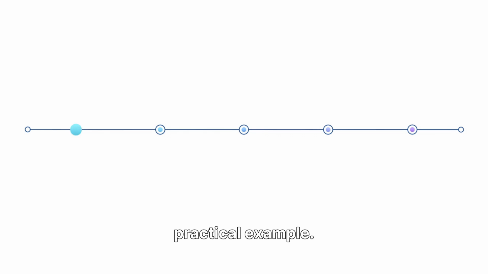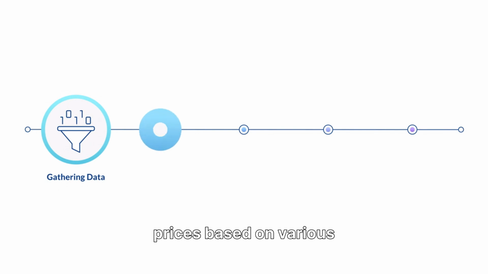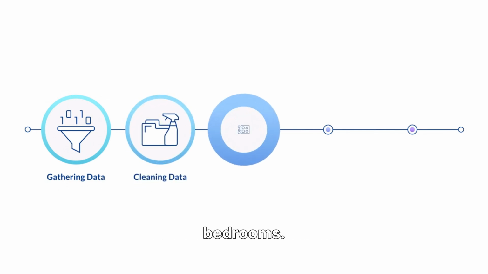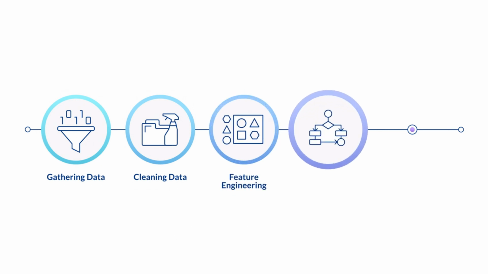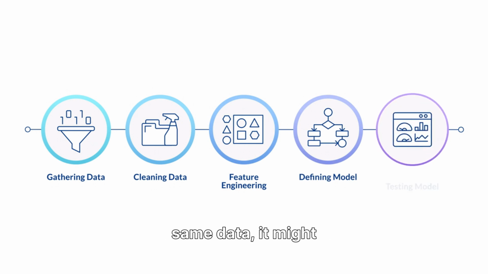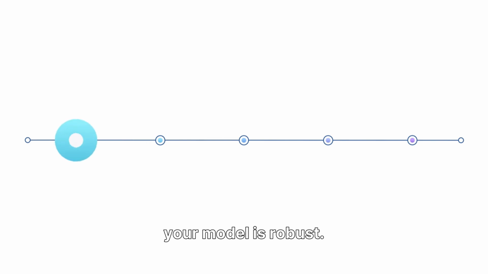Let's look at a practical example. Imagine you're building a model to predict housing prices based on various features such as size, location, and number of bedrooms. You have a dataset with 1,000 houses. If you just train your model on the entire dataset and then test it on the same data, it might perform well. But that's misleading because it could just be memorizing the data it saw instead of learning patterns. By applying 5-fold cross-validation, you can ensure that your model is robust.